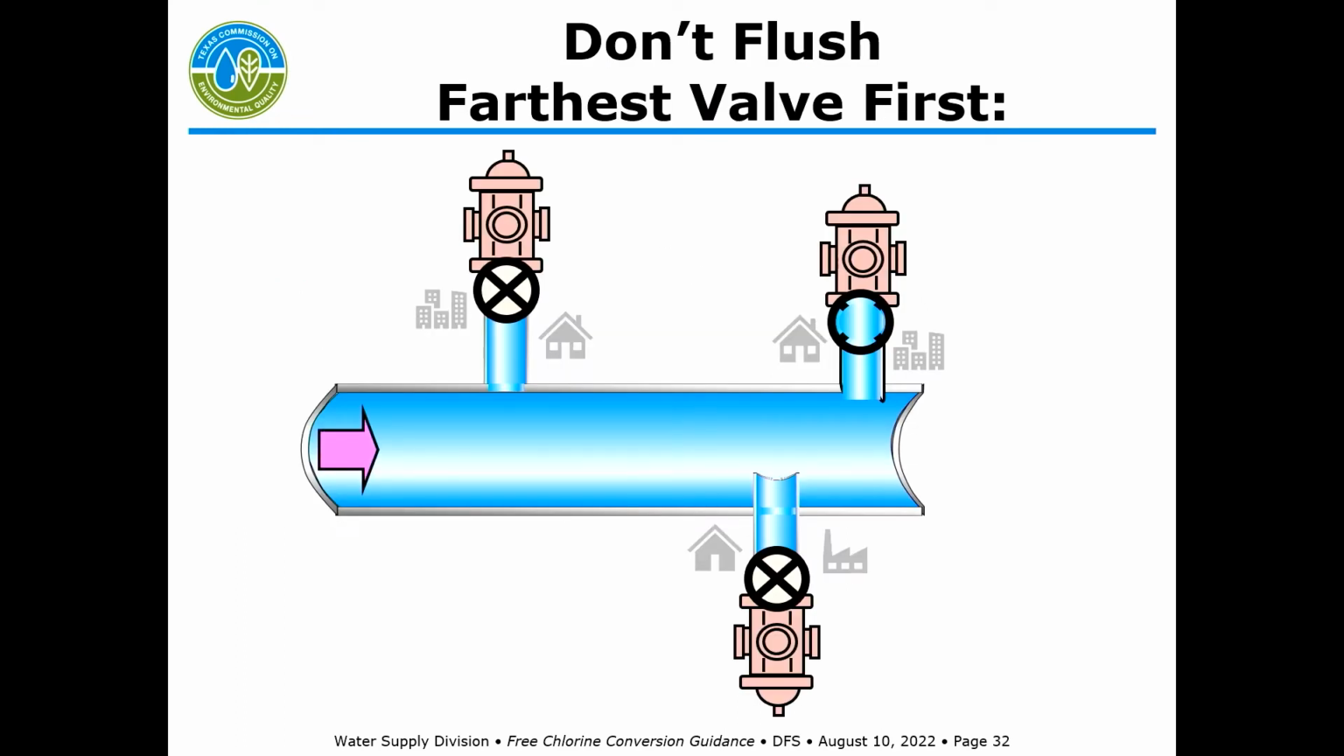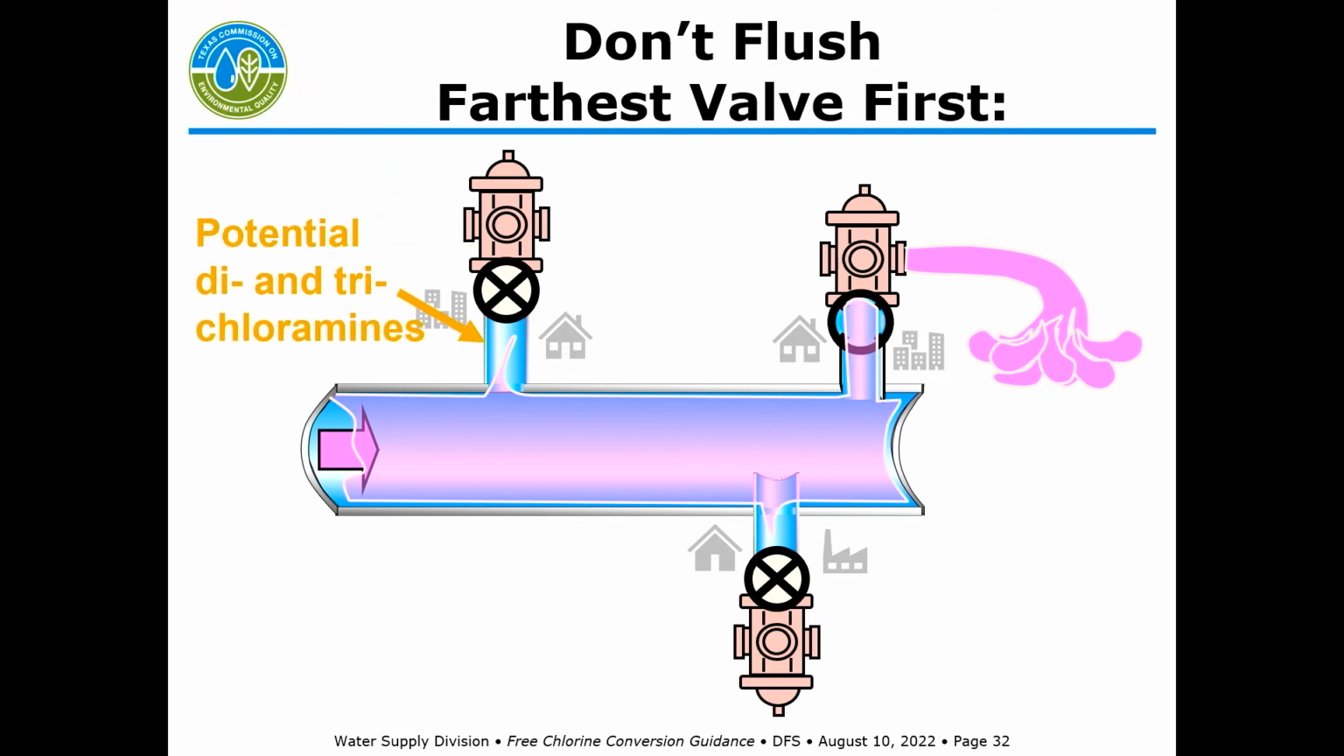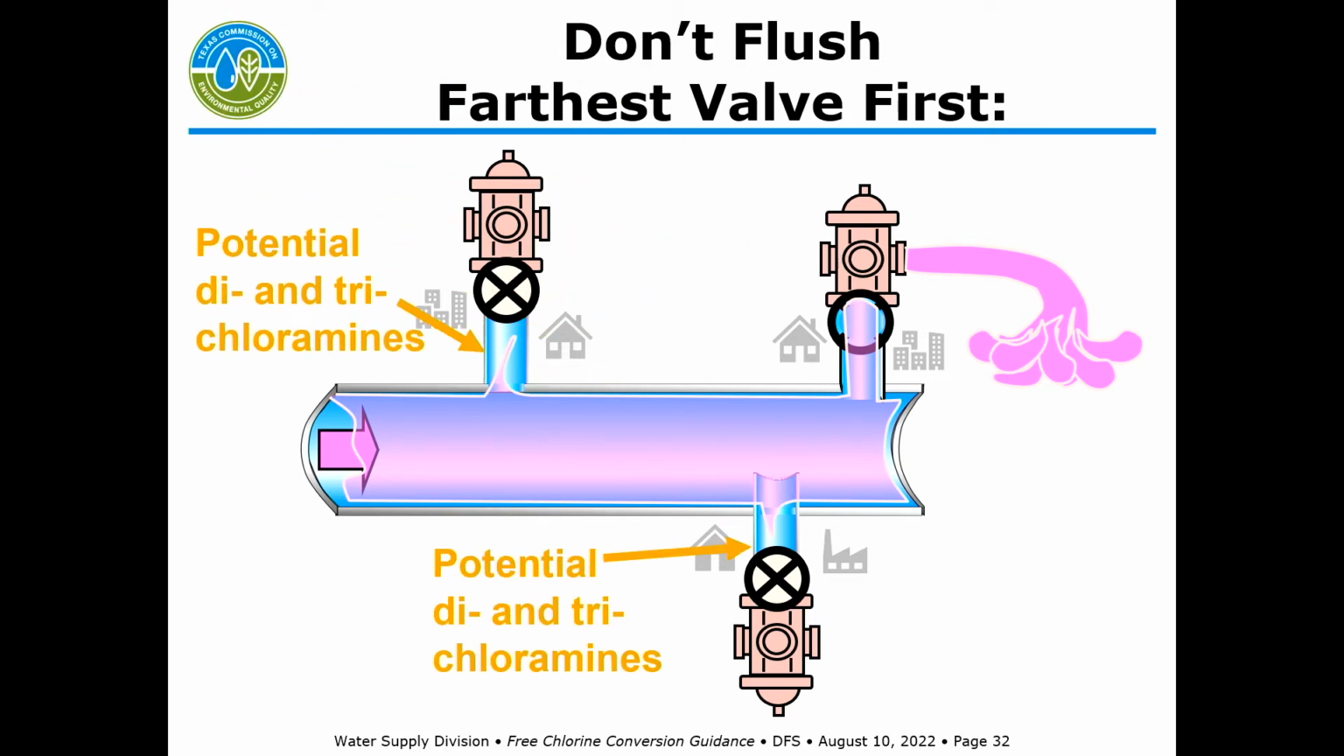So when I say don't flush the furthest valve first, what's happening in this diagram, which I'm going to have in a couple more slides too: let's pretend your source is here on the left. Each branch off of here is a separate part of your distribution system with customers, business, residential. It's not just a little line with a fire hydrant.